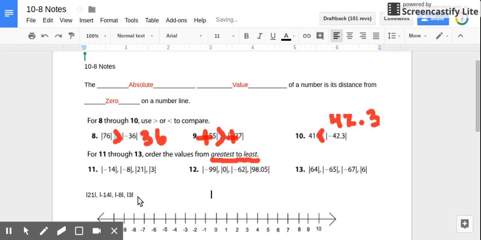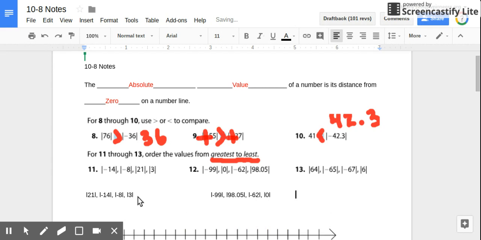So then on this one, number 12, think of them all as positive. So you have 99, 0, 62, and then 98.05. So the largest number would be the absolute value of 99. Then it would be absolute value of 98.05. And then your options left are absolute value 0 and absolute value of negative 62. So since they're all positive, when thought of as absolute value, it's the negative 62 next, and then 0.